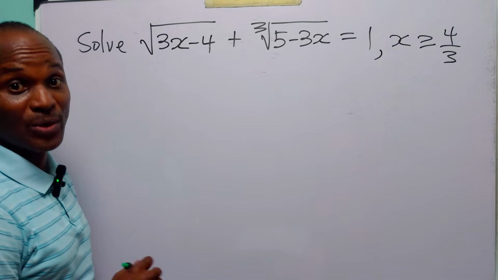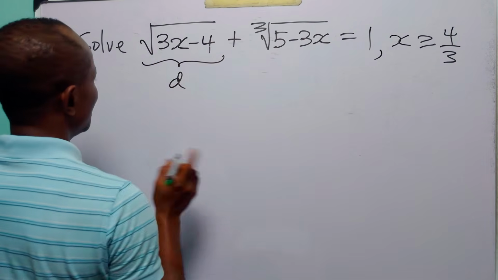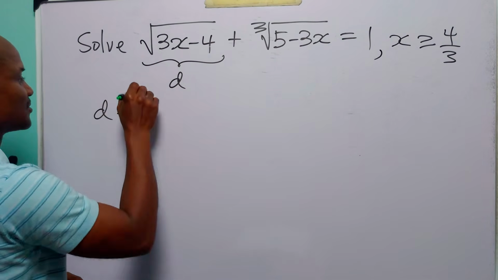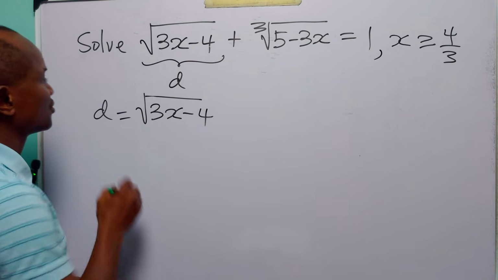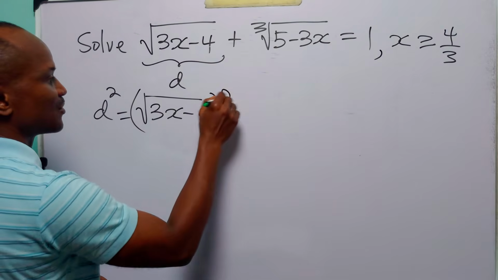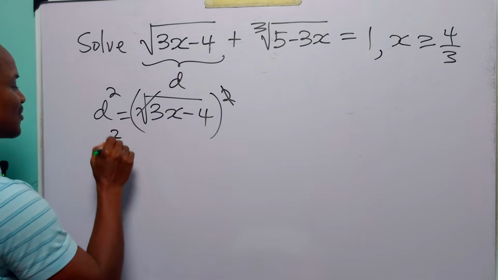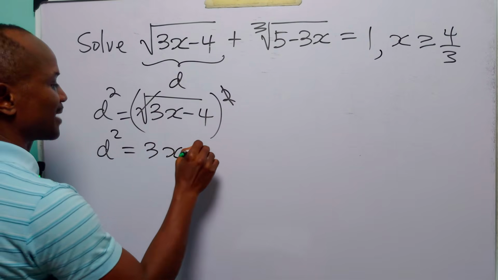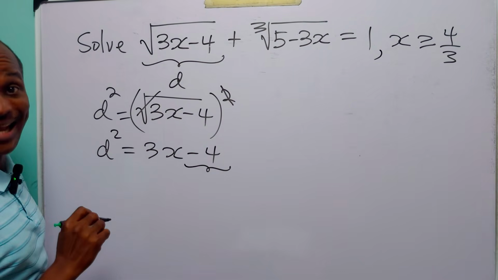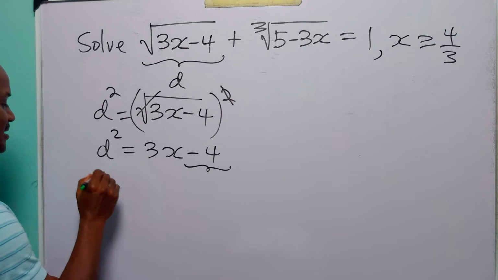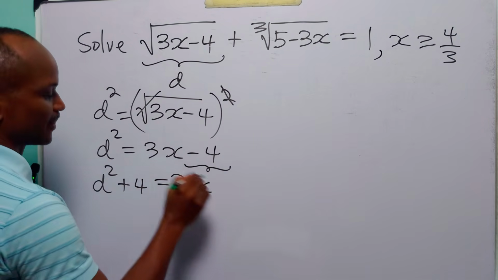Now, to solve this equation, we are going to start with a substitution. We are going to call this quantity d. So we have that d is equal to the square root of 3x minus 4. Of course, if we square both sides of this equation, this is going to take care of that, and we have that d squared is equal to 3x minus 4. Now, let us move this term over to the left-hand side. When we do that, we have that d squared plus 4 is equal to 3x.